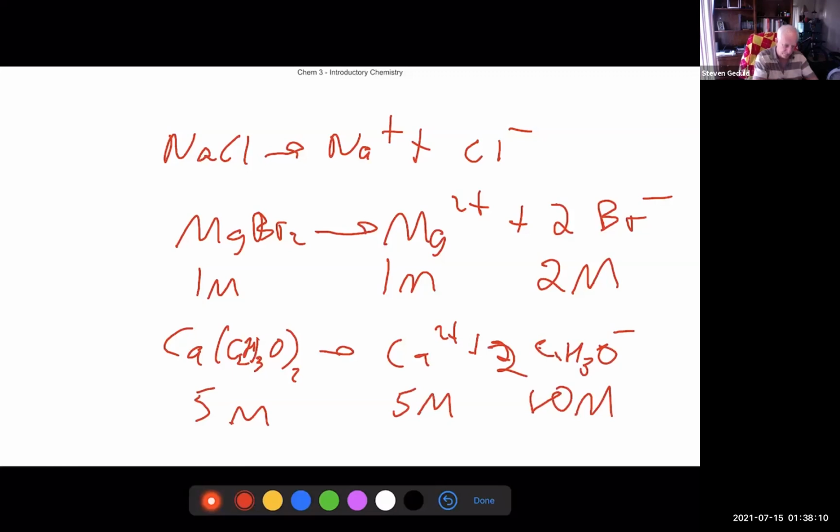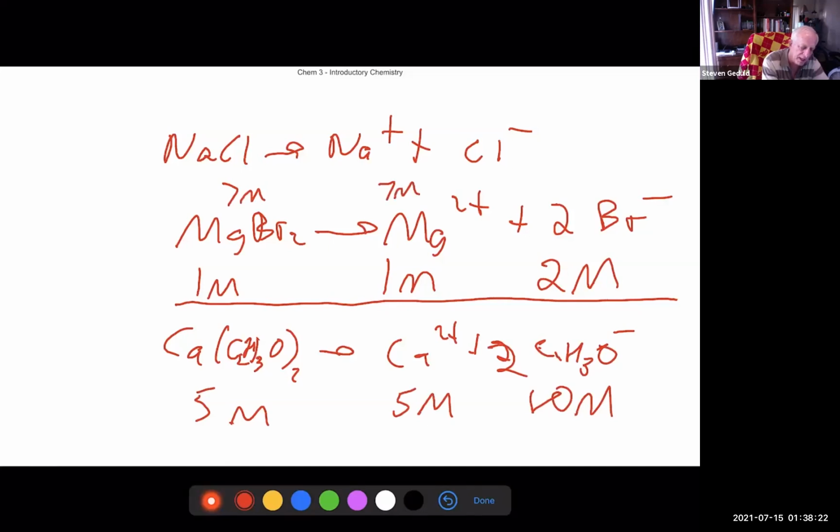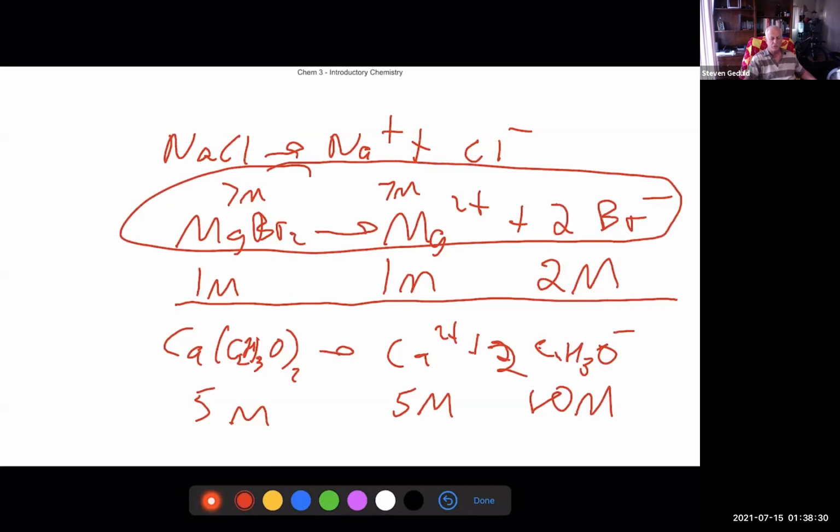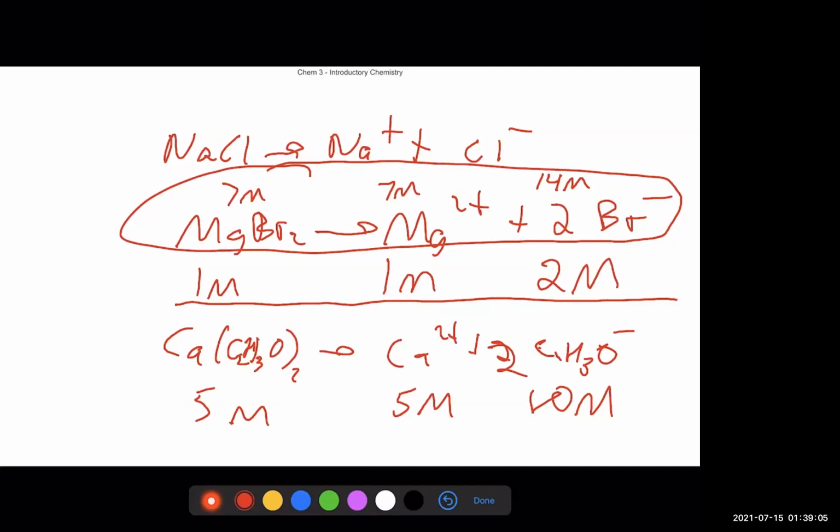Whatever we start with, we're going to use as that dissolves in solution. So magnesium bromide, if we started with seven molar, we'd have seven molar magnesium. And how many bromide would we have? If I had seven molar magnesium bromide, what would be the concentration of bromide ion in solution? If I had one, it would be two, right? If I had two, it would be four. If I had seven, it would be 14. Because every one gives you two. Does that make sense? Yes. No. Okay, good.